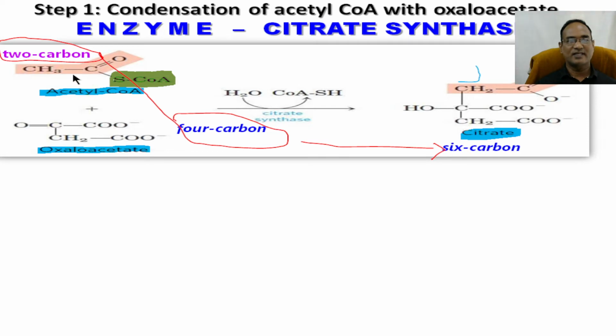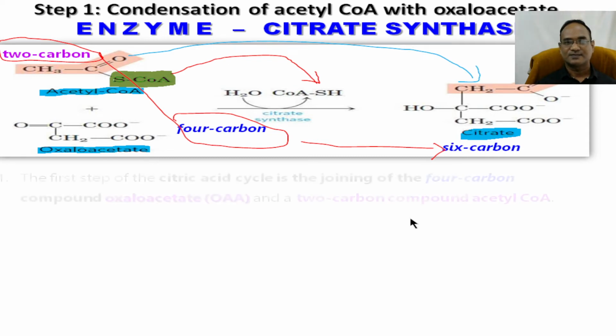So acetyl CoA contains 2 carbon. Oxaloacetate contains 4 carbon. These 2 and 4 combine and make a 6 carbon compound. So acetyl CoA and oxaloacetate combine together and make citrate. In this process, the acetyl CoA has to be included, and this 2 carbon unit is added to the chain to make a 6 carbon molecule. So the carbon molecule chain is changed here.